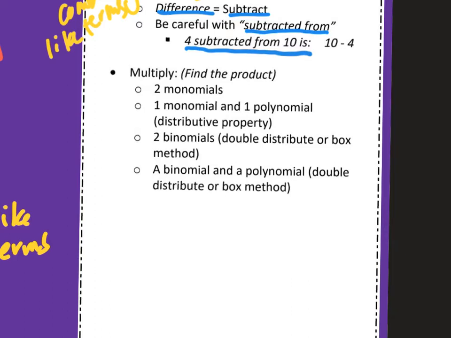And then when you have a monomial being multiplied with a polynomial, you just want to do straight up distributive property. When you're multiplying two binomials together, you want to do double distributive property. We've actually called it FOIL in our class, so this is the same as FOIL. Or you want to use the box method. And then a binomial and a polynomial, you can either use FOIL once again or the box method, but you just got to expand your box out.